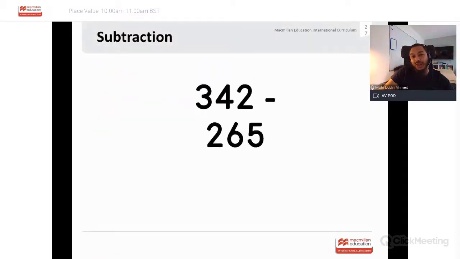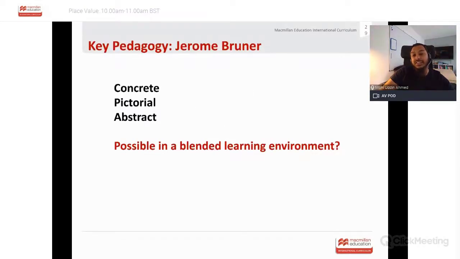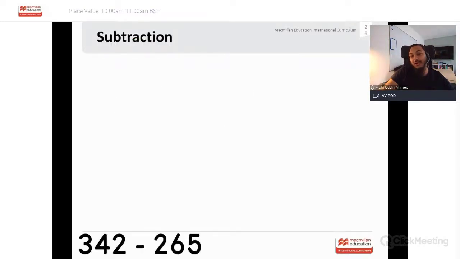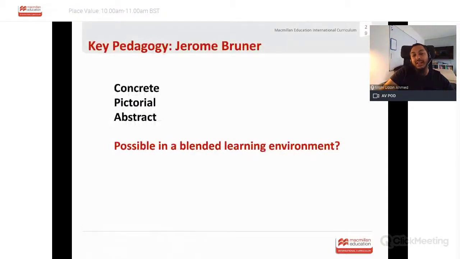In this session, we don't have enough time for this question, so we'll stop there and I'll start wrapping up. In our first session, we went through this one and we didn't go through the previous one. And here, you can see that we're coming back to the CPA approach, concrete, pictorial, abstract. Is it possible for us to have a blended learning environment and the CPA approach? That's something for you to think about.